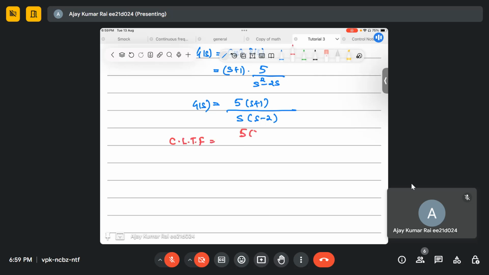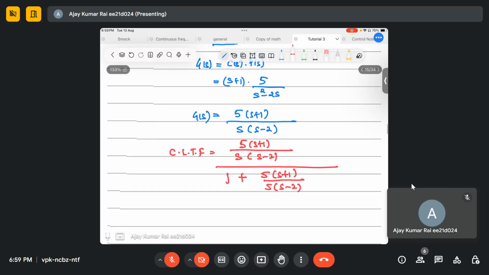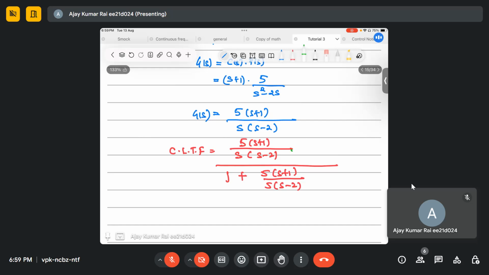Okay, this is 5 into (s plus 1) over s into (s minus 2), divided by 1 plus 5(s plus 1) over s(s minus 2). So this is G(s), and this is again G(s). H(s) is equal to 1, that is given in the question.